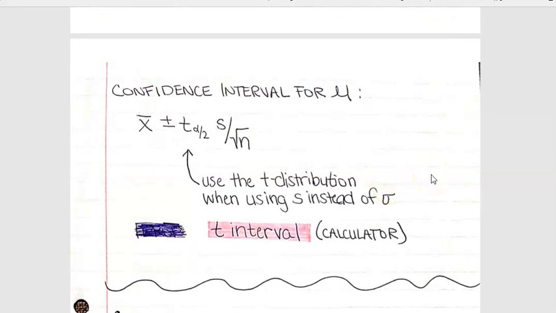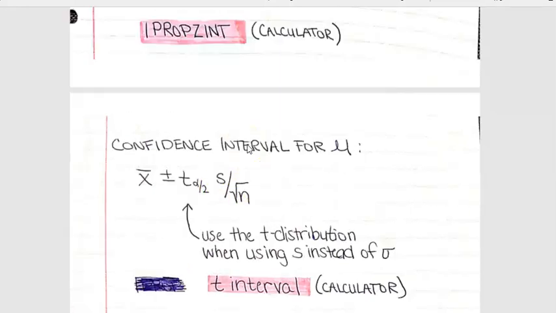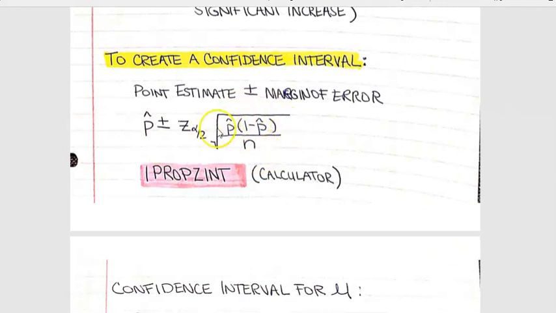Now for means, to create a confidence interval for means, or for mu, our point estimate there will be x bar, that's our sample mean, right? And then we're going to add and subtract our margin of error here. The margin of error for this is t alpha half times s over the square root of n. So these are our standard errors from the sampling distribution. That's what these both are.